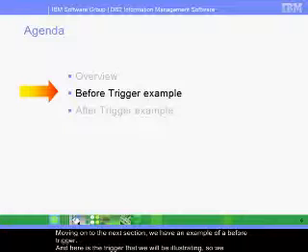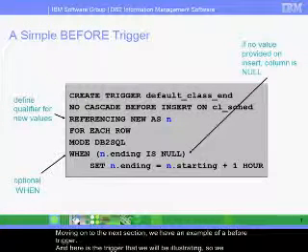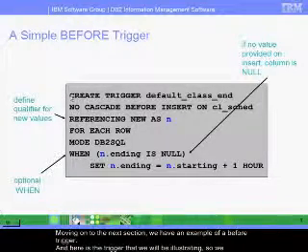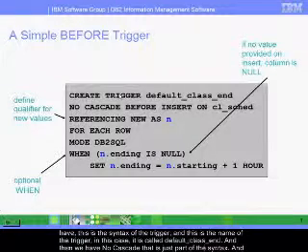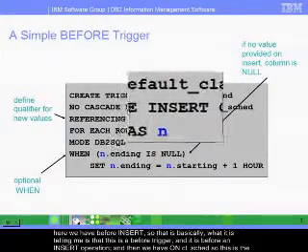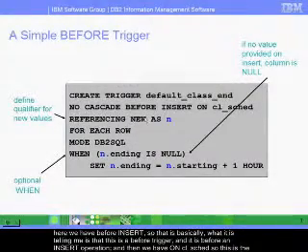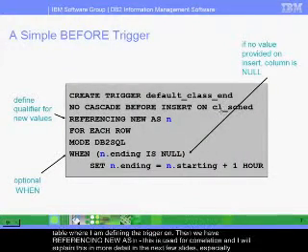Moving on to the next section, we have an example of a before trigger, and there is the trigger that we will be illustrating. This is the syntax of the trigger, and this is the name of the trigger. In this case, it is called default class underscore end, and then we have no cascade. That is just part 1. Here we have before insert, so that is basically telling me that this is a before trigger and it is before an insert operation. And then we have on sched, so this is the table where I am defining the trigger on.